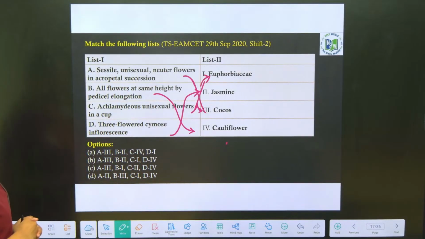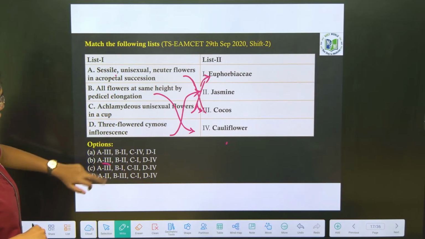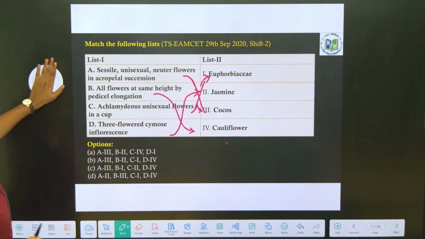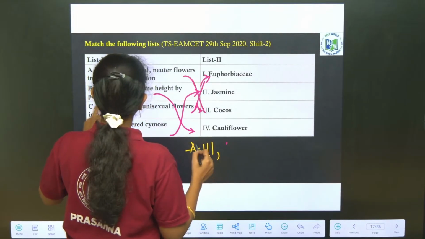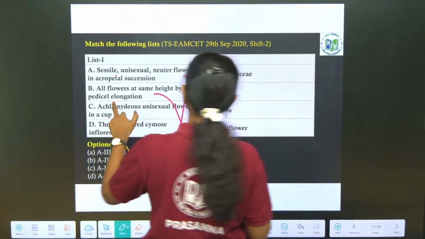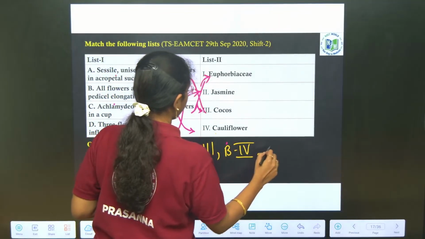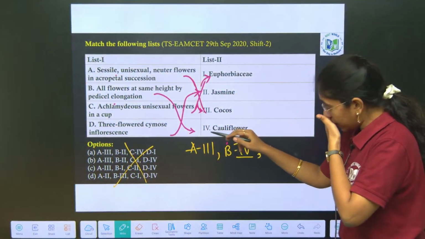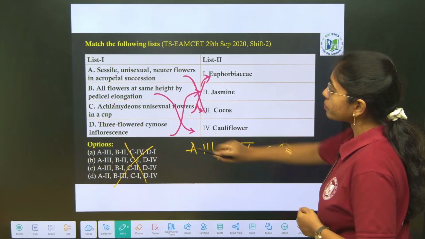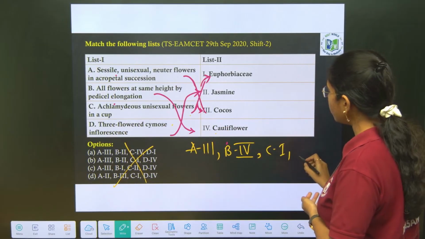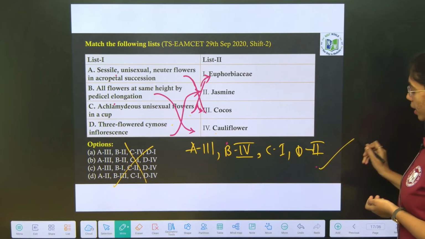So, here what is the right answer, ma? A is 3, B is 4, yeah, all flowers at the same height. B is 4, it is not given again. A is 3, all flowers at the same height by pedicel elongation, that is cauliflower. B is 4, C. Achlamydeous Euphorbiaceae type, that is 1. Three flowered cymose inflorescence seen in jasmine, that is D is 2. Fine, this will be the right answer.